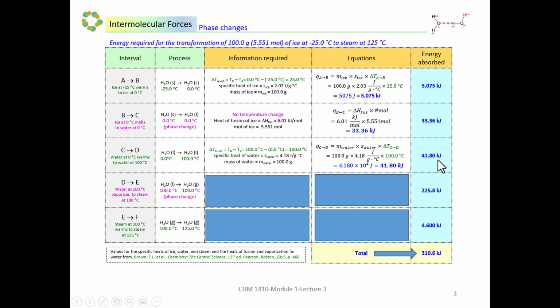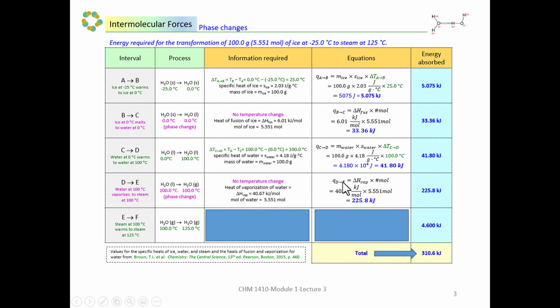Now we need to undergo another phase change where the water at 100 is changed to steam or water vapor at 100. There's no temperature change. Here we need the heat of vaporization of water, which is 40.67 kilojoules per mole, a number you'd be given. Number of moles of water haven't changed. And so we can calculate the heat required for this process as 225.8.